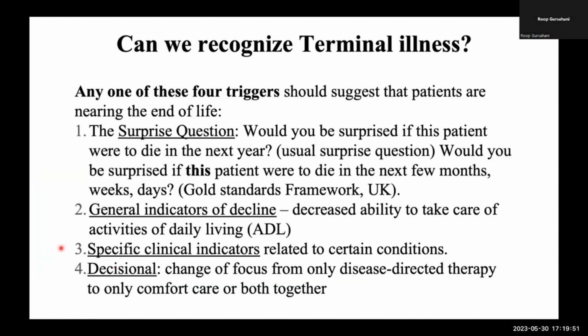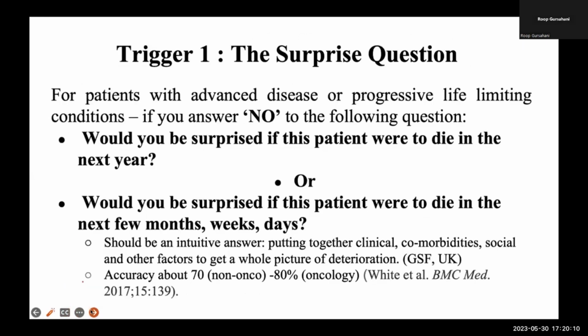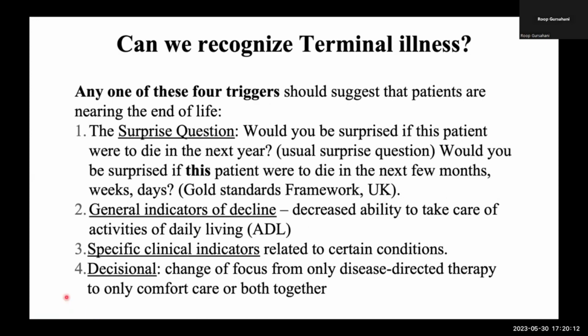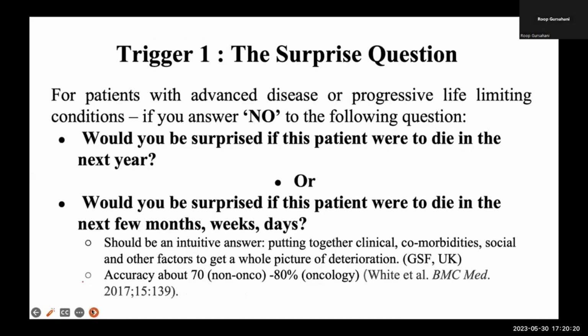So how do we recognize terminal illness? Let's go back to that question that we opened up right in the beginning. And we now know that there are 4 triggers that should suggest that patients are nearing the end of life. The first is a surprise question. Would you be surprised if this patient were to die in the next year? I'll come back to that a little further ahead. Then there are general indicators of decline, specific clinical indicators related to the diagnosis, and decision. And I'll explain all 4 of these.